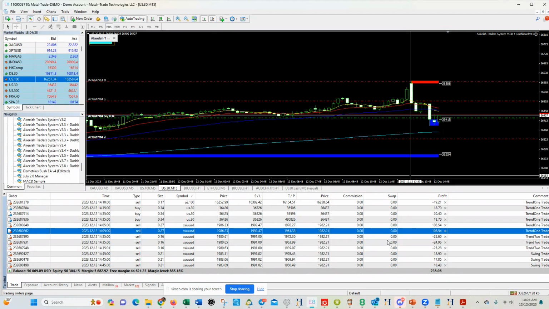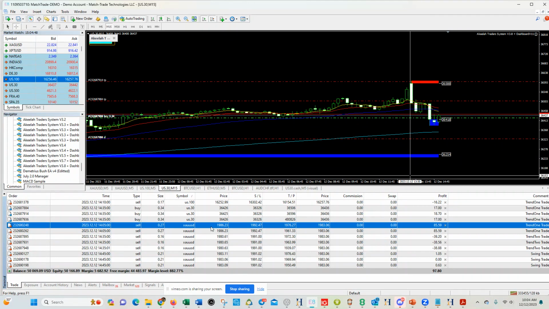But the majority of the time, you're able to just let the system run like this without much interaction. If you choose to interact with the system, let's go to something that we're in profit on, like some of these gold trades here. Let's go back and look at gold.